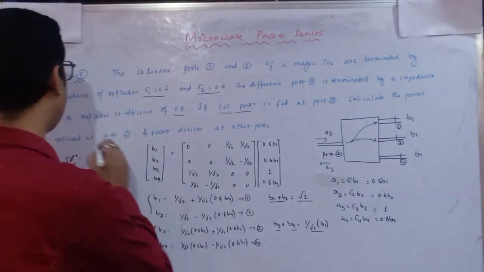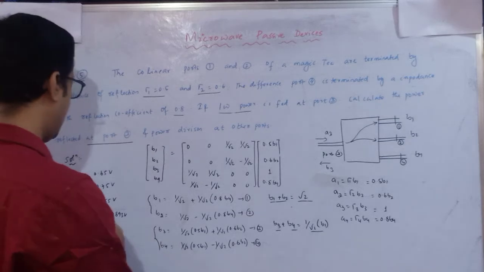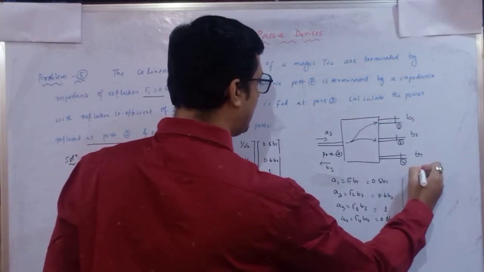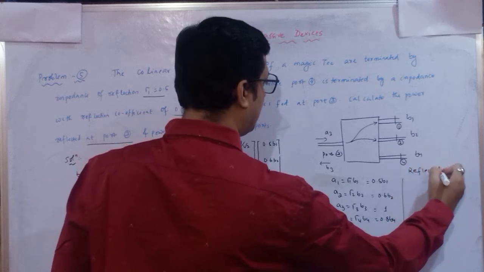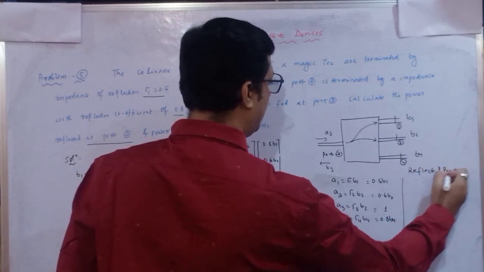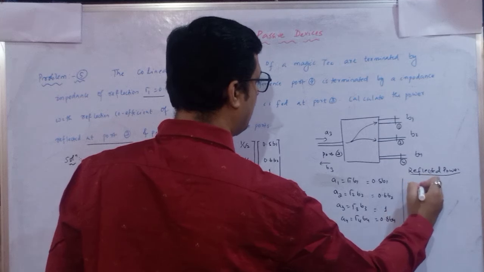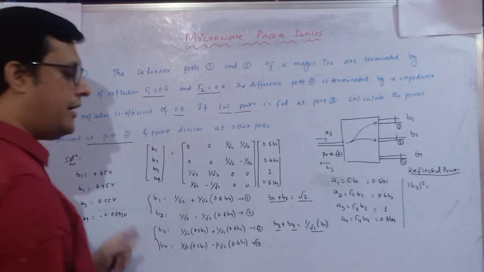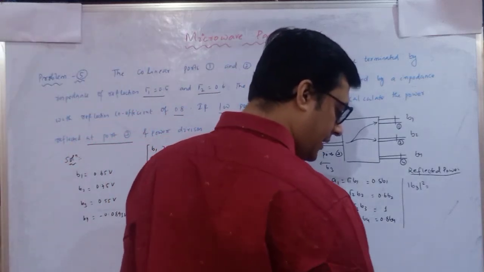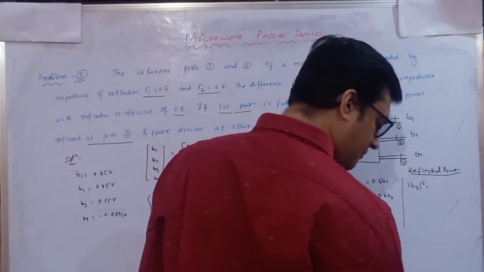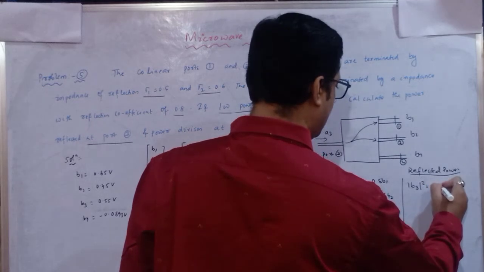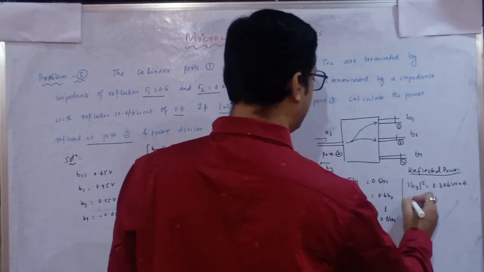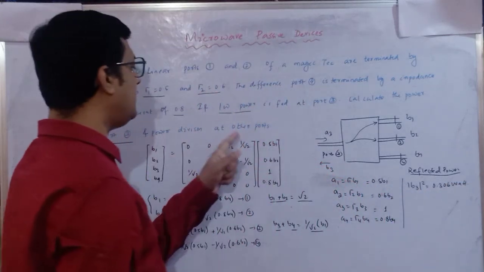So first, reflected power at port 3. So here I will write reflected power. What is the reflected power at port 3? Mod of B3 squared. So what is B3? 0.55. 0.55 squared means how much? It is 0.360 watt.